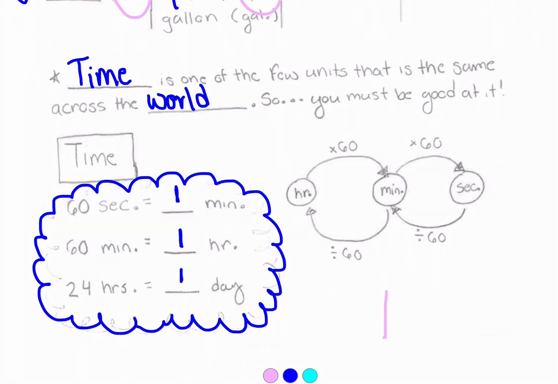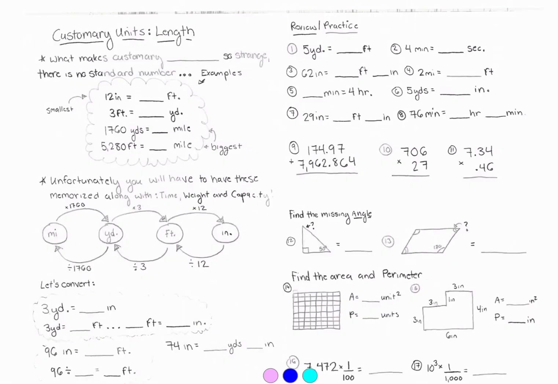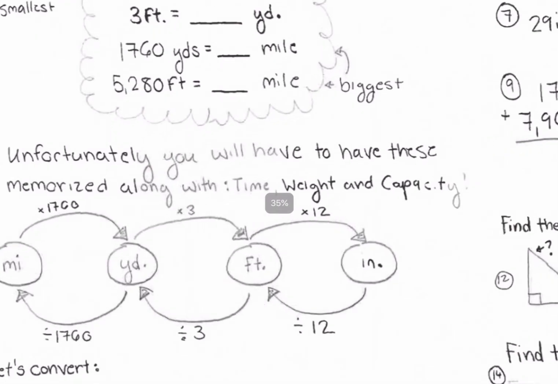What you have here is what you're going to see a lot of, which is my conversion flowcharts, where you're going to have to decide where you're starting and where you're going. And we're going to talk about that in greater length on the next page. So go ahead and flip with me to page 2. And we're going to talk about customary units with length. So let's zoom it in.